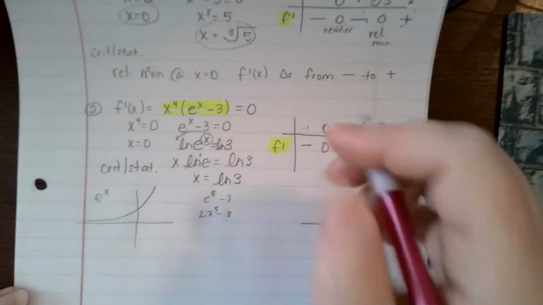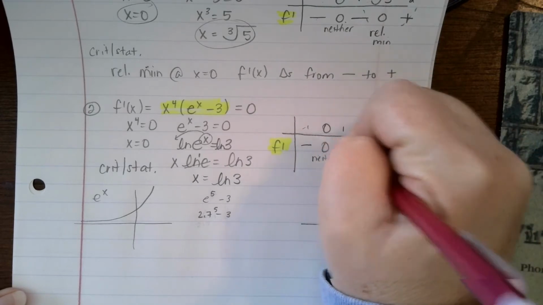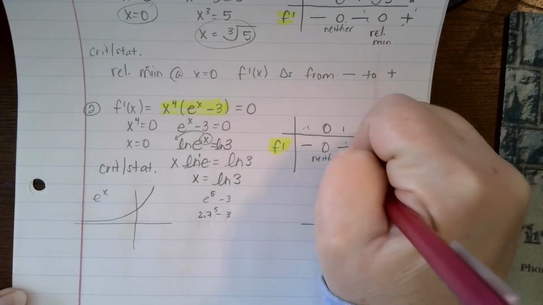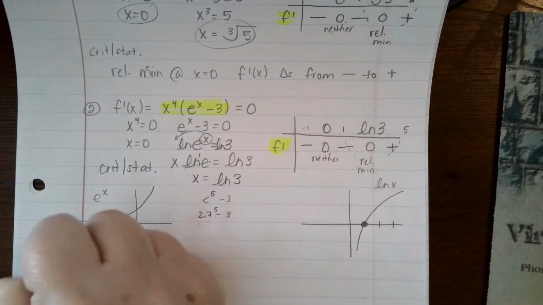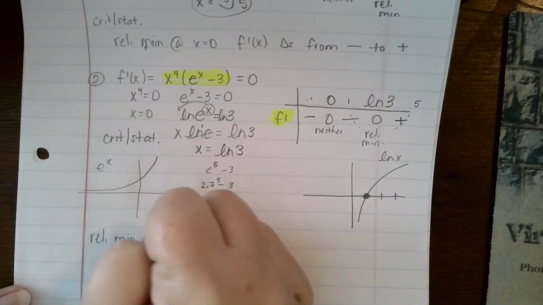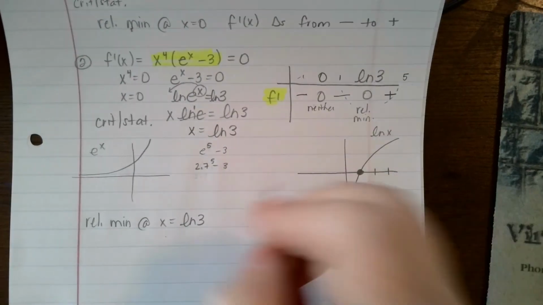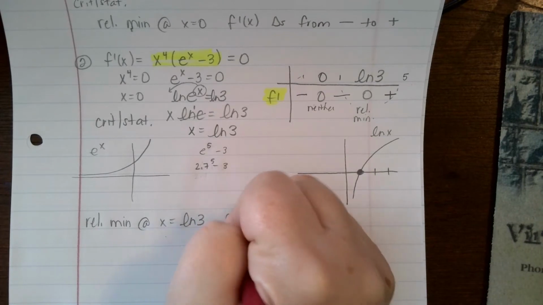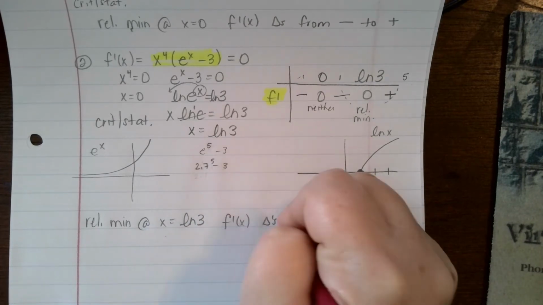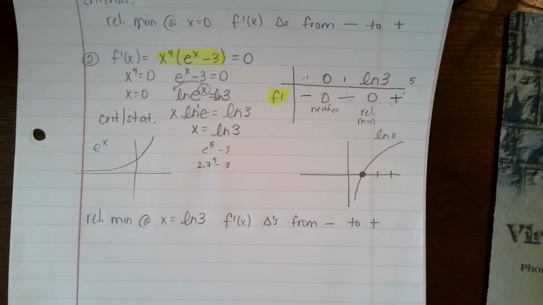So this is neither. This one, decreasing, increasing, you have another relative min. So you have a relative min at x equals ln 3. Remember, that's just some decimal, some number, because f prime of x changes from negative to positive. Again, you can hit pause if you need to copy some more things down.